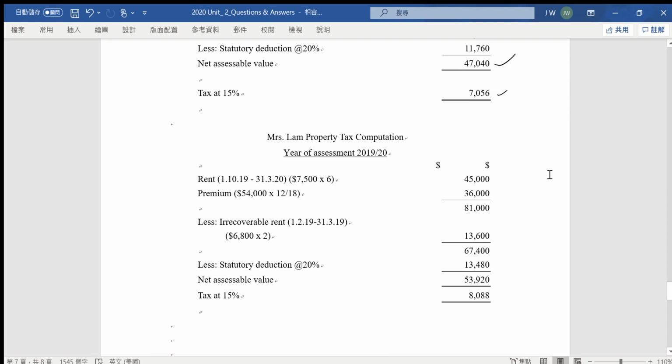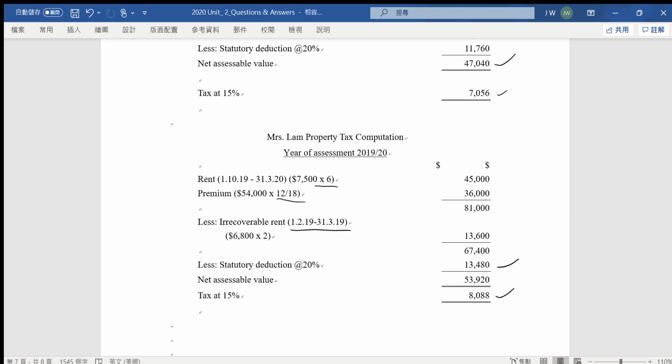But for the second year, because Mr. Marsden left the property, and also in this year, the assessor agreed that Mrs. Lam can include the irrecoverable rent. Okay, that's why in this year we can still work out the rent up to the concerning day agreed by the assessor, which is still 6 months, right? And then the premium, no matter how, the whole amount will be included. It won't be a portion. Okay, then in this year, because there is 2 months irrecoverable rent, Mrs. Lam can deduct this 2 months irrecoverable rent. And then after that, 20% statutory deductions, finally multiply by the 15% tax rate, and that will be the tax payable amount, 8,088.